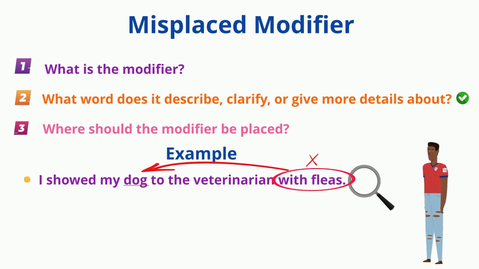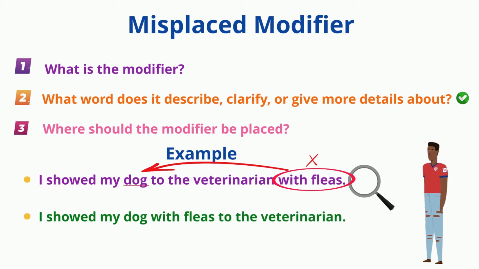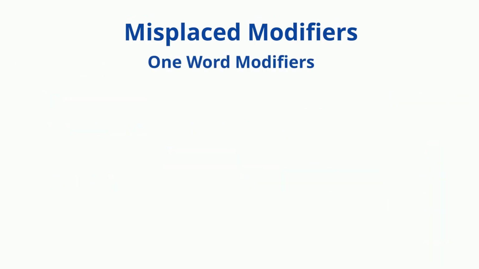Now, where do we put it? We have to put modifying words, phrases, and clauses close to what they modify. In this sentence, "with fleas" modify dog. Take a look. Next, one-word modifiers. These also can easily be misplaced.